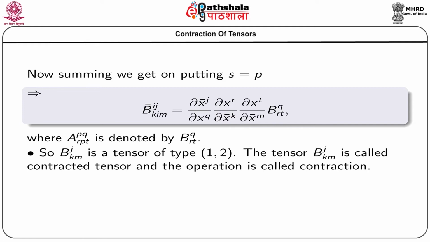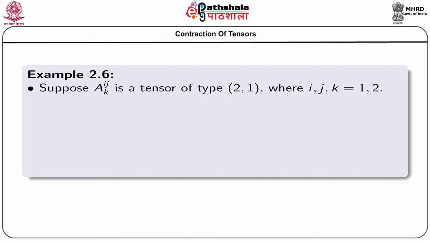So, this one, B j k m, is a tensor of type 1, 2. At the beginning, the tensor was of type 2, 3. So, after contraction of i and l and summing, we get a tensor whose components are B j k m, which is a tensor of type 1, 2. B j k m is called the contracted tensor and the operation is called contraction. Let us take another example.